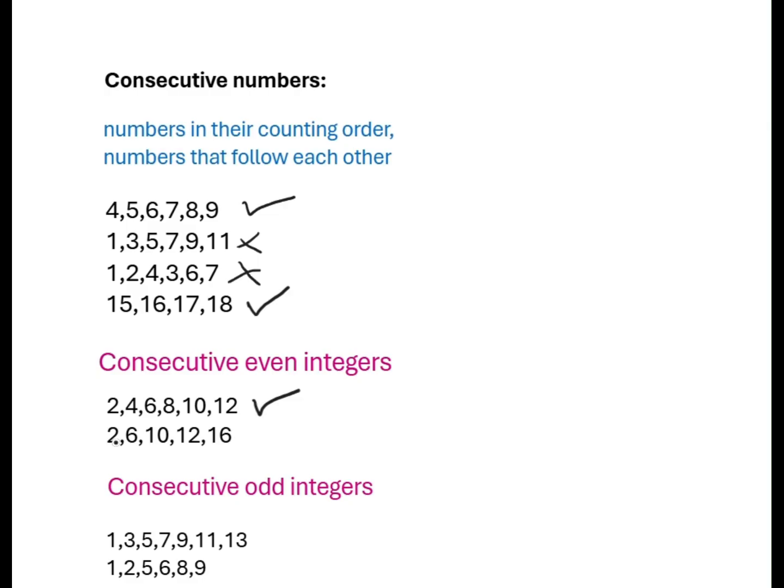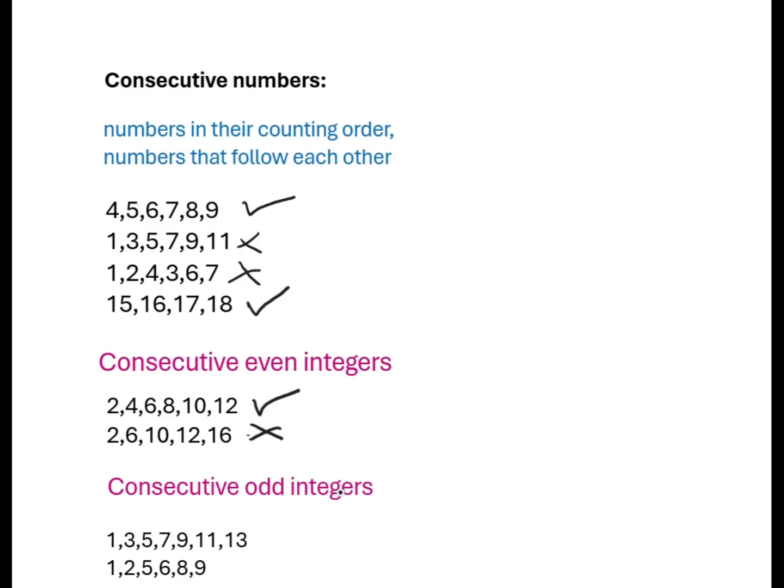And if you take 2, 6, 10, 12, here 8 is missing, here 4 is missing, 12, 16, 14 is missing. So these are even numbers, but these are not consecutive even numbers. They cannot be consecutive even numbers because they don't occur in sequence.